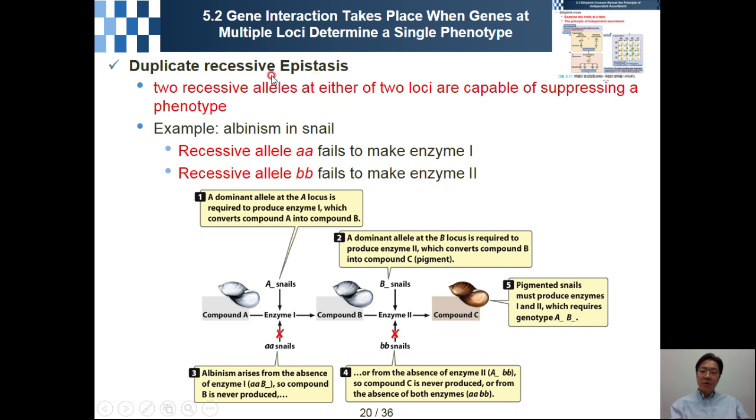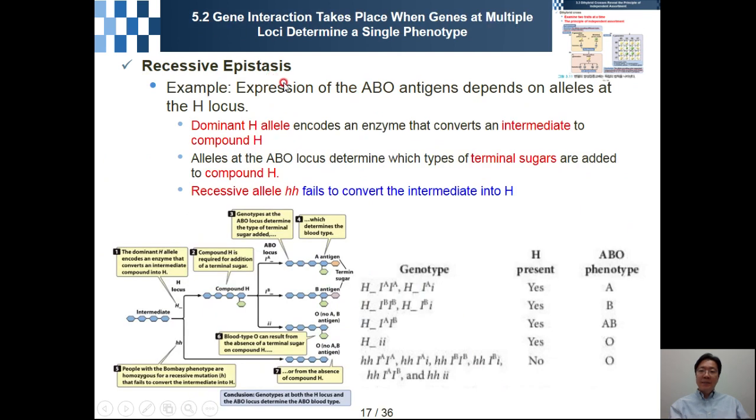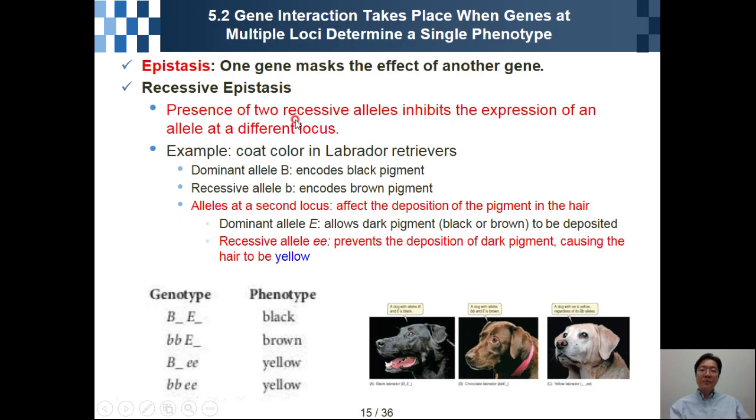So we can go back to the recessive epistasis. The presence of two recessive alleles inhibits the expression of an allele at a different locus. For example, if they have two recessive alleles in the A locus, it can inhibit the expression of the allele at a different locus. This is recessive epistasis.